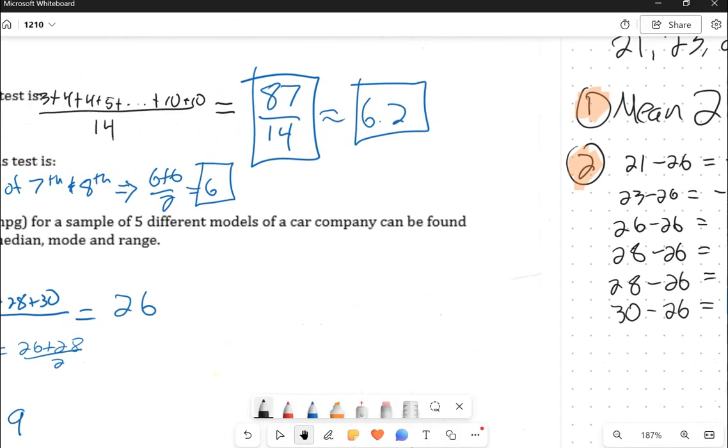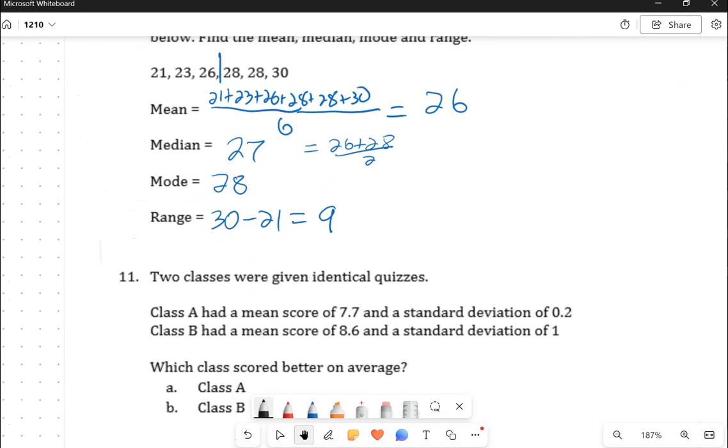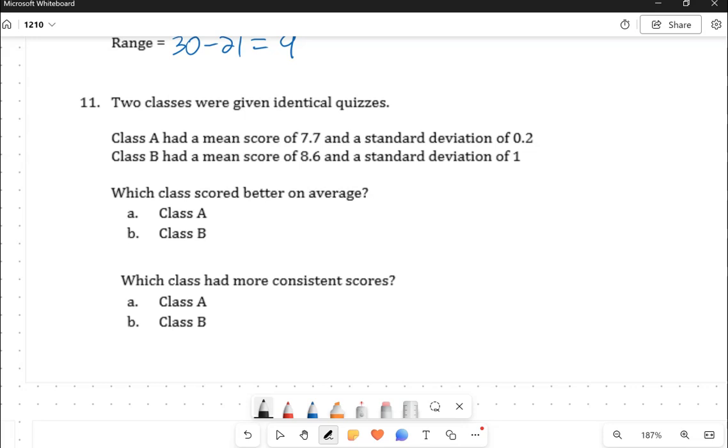All right. The standard deviation can be used to determine how spread out the data is. So number 11. 2 classes were given identical quizzes. Class A had a mean score of 7.7 and a standard deviation of 0.2. Class B had a mean score of 8.6 and a standard deviation of 1. So on a number line, here's 5, here's 10, here's 7, 8, 9, 10, 7.7.